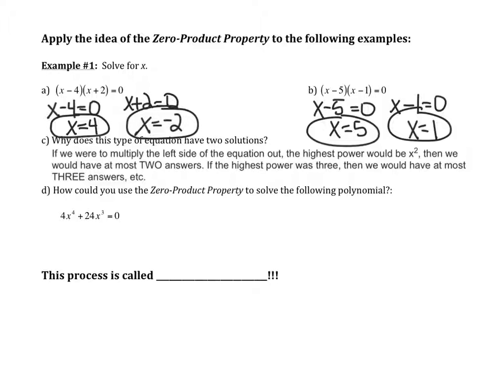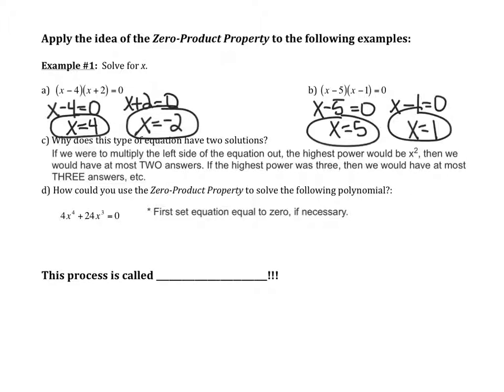Part D. How could you use the zero product property to solve the following polynomial? So we have 4x^4 + 24x^3, and notice it is set equal to 0. Remember, to use the zero product property, you first have to have your equation set equal to 0. Next, in order to use the zero product property, we need to turn the problem into a product or a multiplication problem. And the way we do this is by undoing the distributive property.